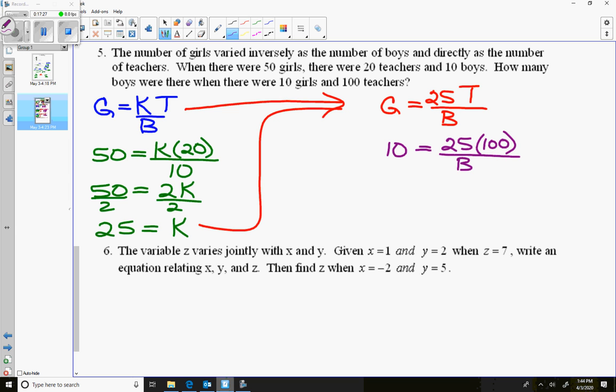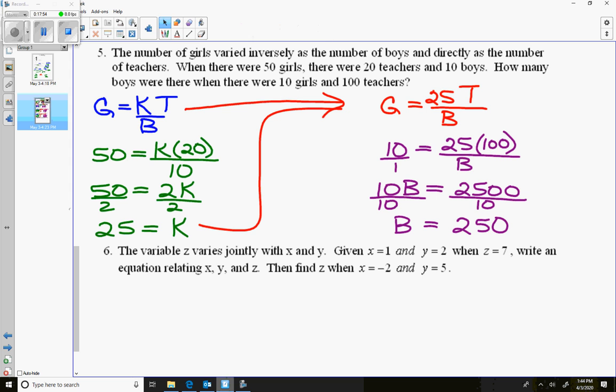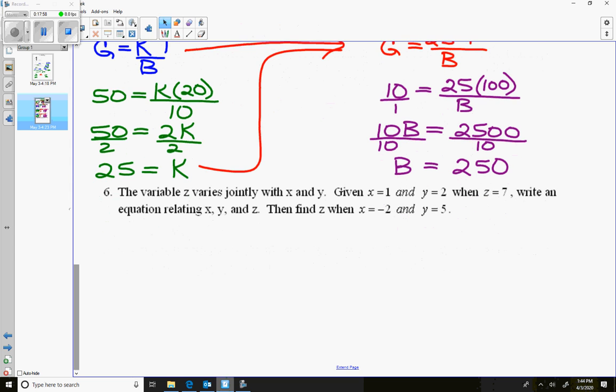Again, multiply both sides by b, put the 10 over 1 and cross multiply. Doesn't really matter how you think of it. You should end up with 10b equals 2,500. Divide by 10. So the boys would be 250. That's a lot of boys to very few girls. But that would be our answer.